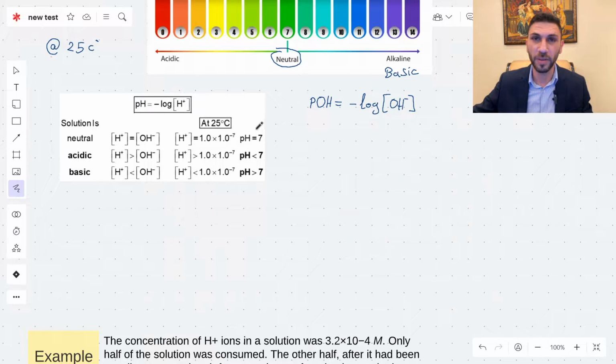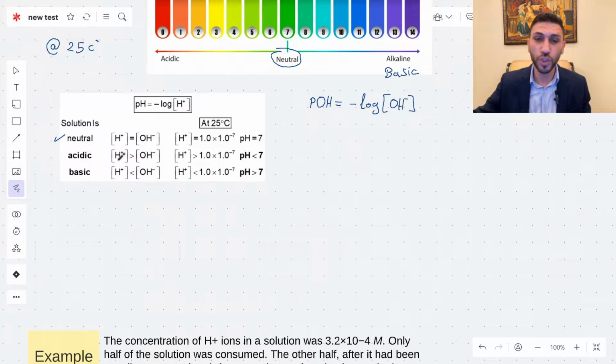Now, when the solution is neutral, as you see here, the pH should be 7. So whenever we have a pH of 7, the solution is neutral. It's not acidic, it's not basic. And the concentration of H positive equals the concentration of OH negative. That means the concentration of H positive equals 1 times 10 to the power of negative 7.